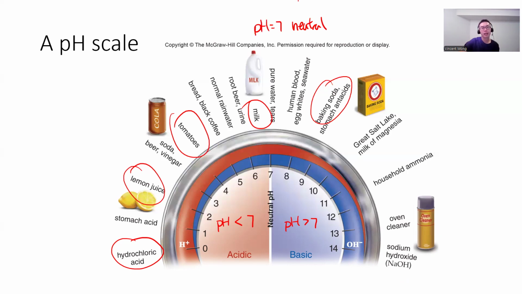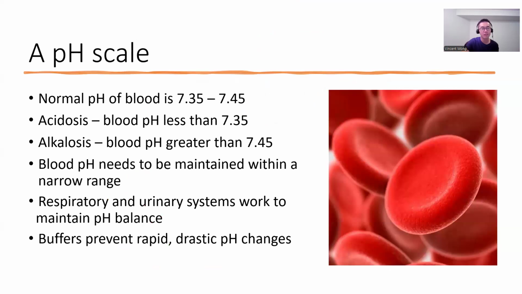So pH is very important for our body, especially in the blood. We need our blood pH to be about 7.35 to 7.45. That's the normal blood pH range. If the blood becomes lower than 7.35, it's too acidic, right? Then we say it's acidosis.